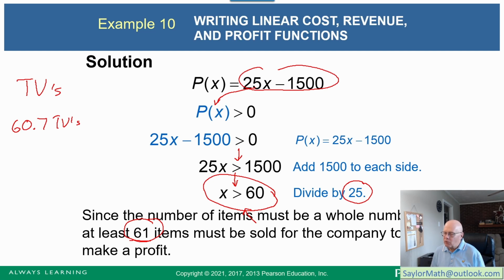Now, if we were talking about how many pounds of something, you might be able to do that. You might have 60.7 pounds of something, but you can't have 60.7 TVs. So think before you put your answer down.